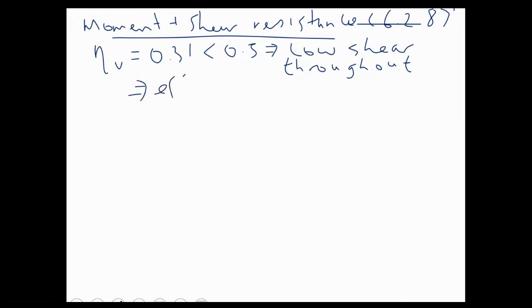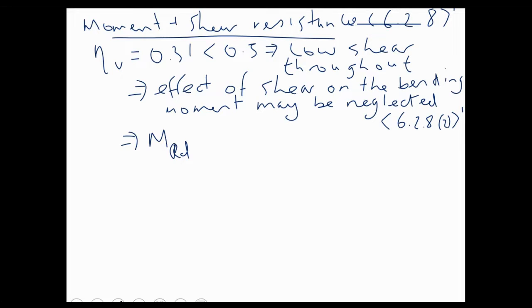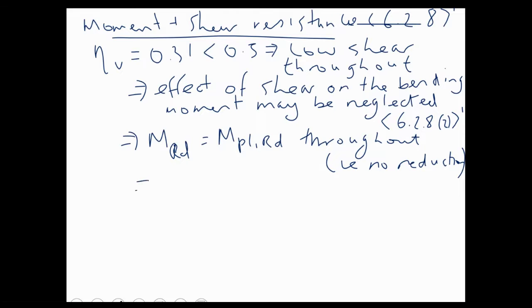So that implies that the effect of shear on the bending moment may be neglected. Okay, and we get that from 6.2.8, the second clause in there. So that means that the moment resistance of the section is equal to just the plastic moment resistance throughout. Okay, so there's no reduction. We're not going to reduce the moment down in there. So that implies moment and shear together is okay, because we don't even have to check it.